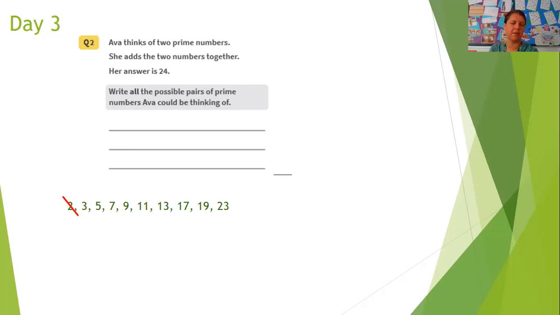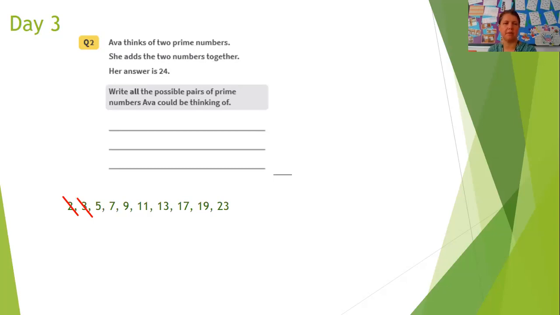3 is a prime number. What do I add to 3 to make 24? 3 add 21 makes 24, but 21 isn't a prime number. Remember, I'm looking for 2 prime numbers. 21 is 3 times 7, so 3 is not an option.